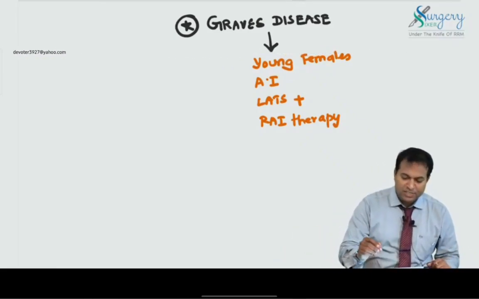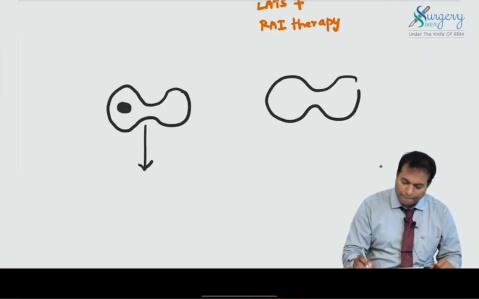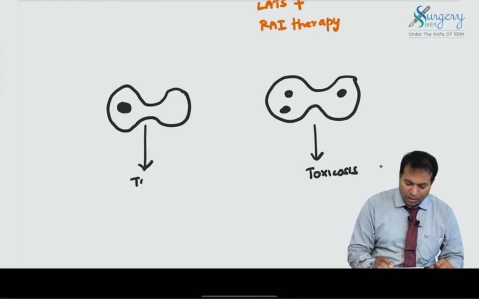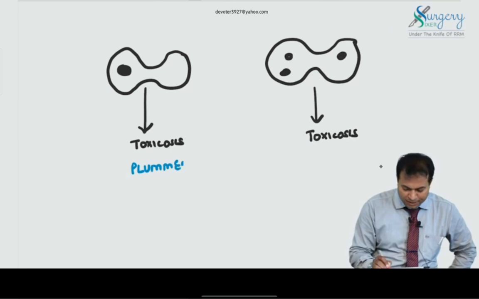So the toxicosis patient which is kept for your exam is either a solitary nodular goiter going for toxicosis or a multinodular goiter going for toxicosis. That is what is kept for your exams. The solitary nodular goiter going for toxicosis is known as Plummer's disease.